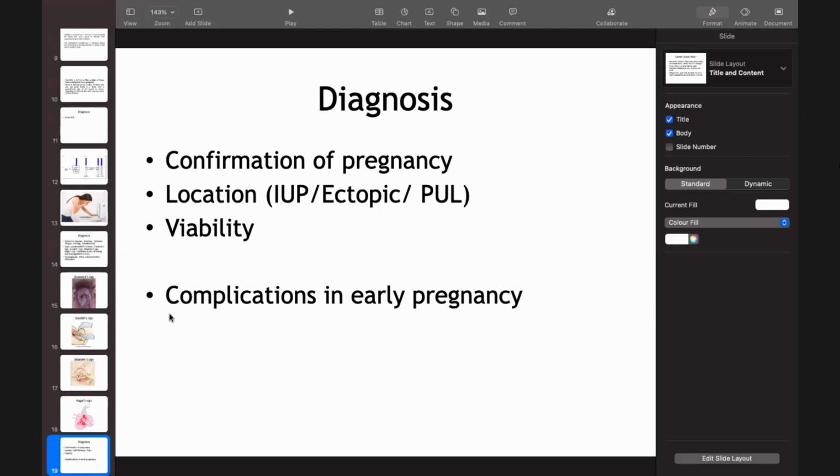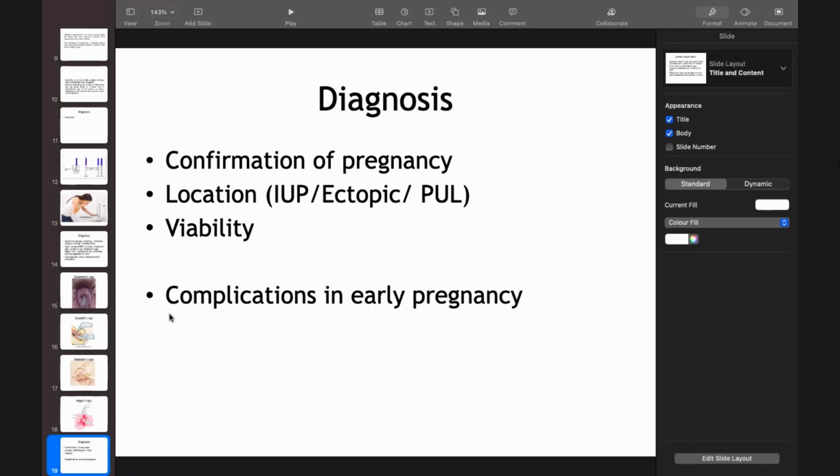If they present early, around 6-7 weeks, we do a transvaginal scan. If they come later, after 7-8 weeks, we can do an ultrasound scan through the abdomen. We do a scan and locate the pregnancy, to say it is intrauterine. If it is not in the uterine cavity, we have to look for other places; it is called ectopic pregnancy. Sometimes there is neither an ectopic nor an intrauterine pregnancy and you can't find the location. It is called pregnancy of unknown location.